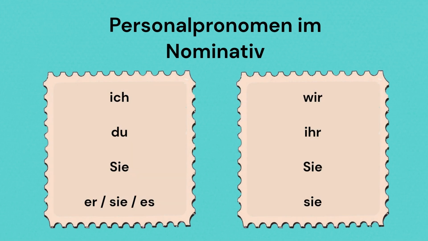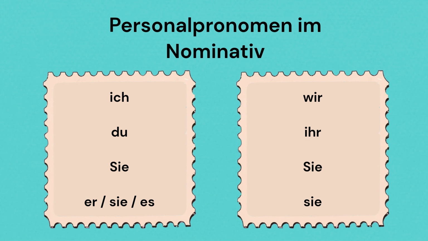Ich, du, er, sie, es, wir, ihr, sie, Sie. If you are puzzled when to use which sie, you can watch our video on this topic.